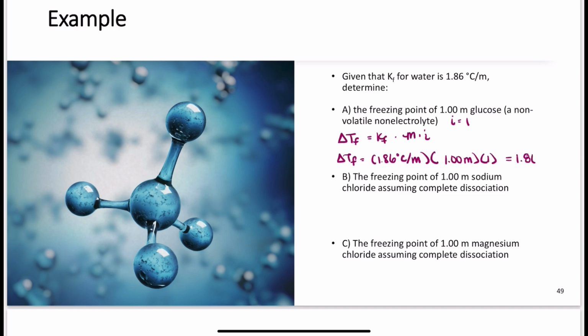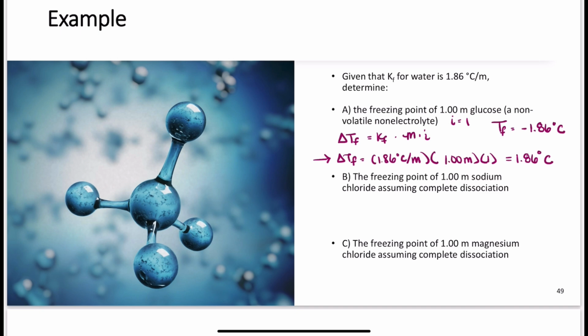Notice here the answer of the equation is 1.86 degrees C, but that's not the answer to the question. This is freezing point. All I've done so far is calculate the change in the freezing point. The actual freezing point of the solution: water freezes at 0 degrees C, so the freezing point is negative 1.86 degrees C. I have to subtract that from the actual freezing point to get the actual freezing point of the solution.